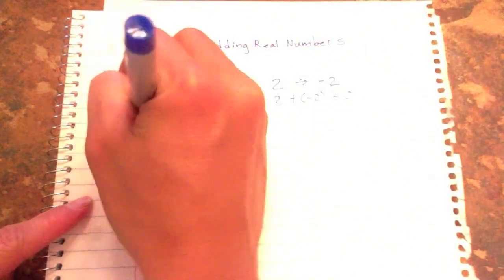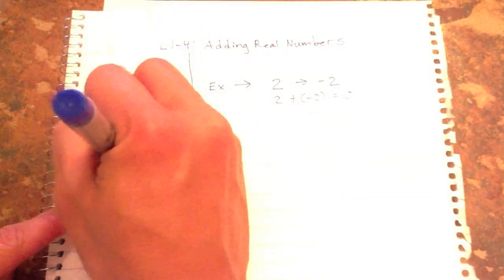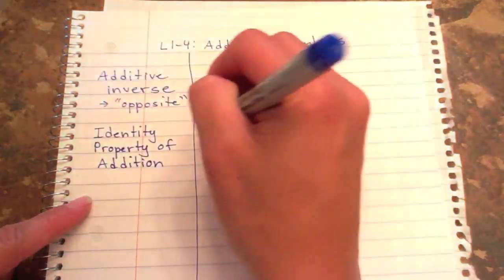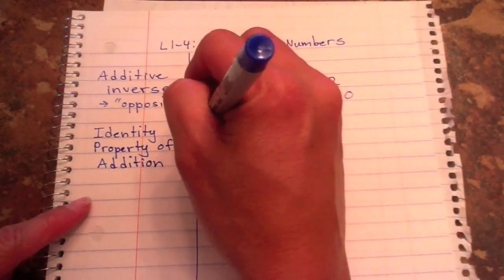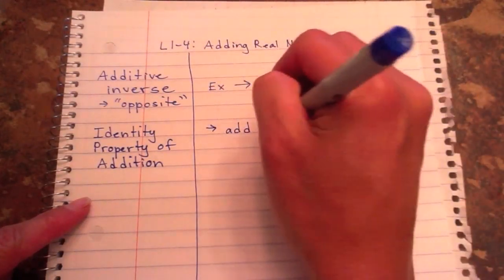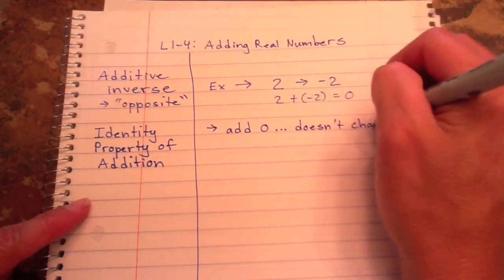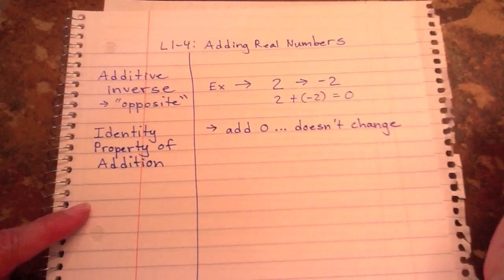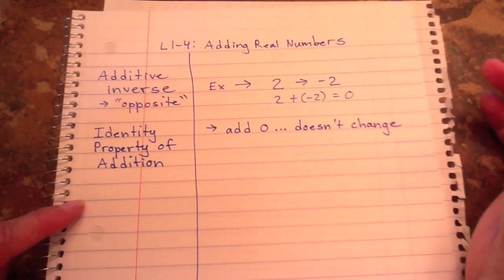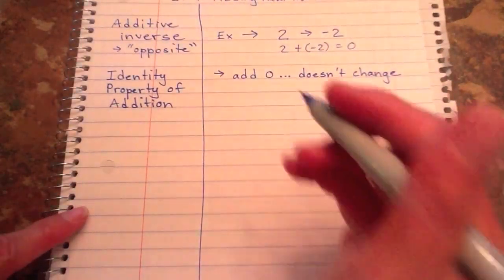The identity property of addition, you just have to memorize this, and all it is that when you add 0, it doesn't change. So if I add 2 plus 0, I just have 2. Okay, and then now we're going to go into the rules.